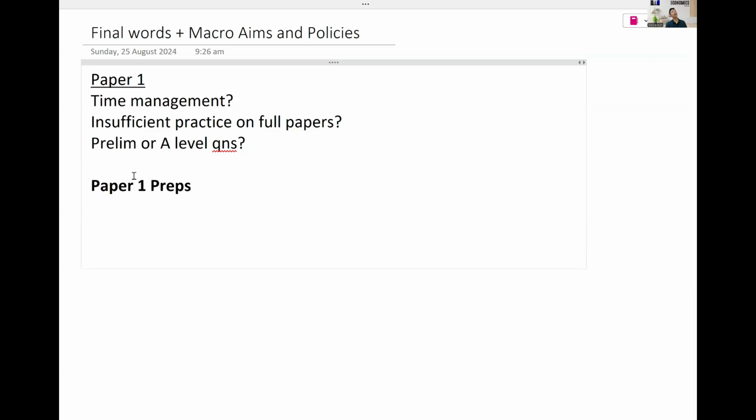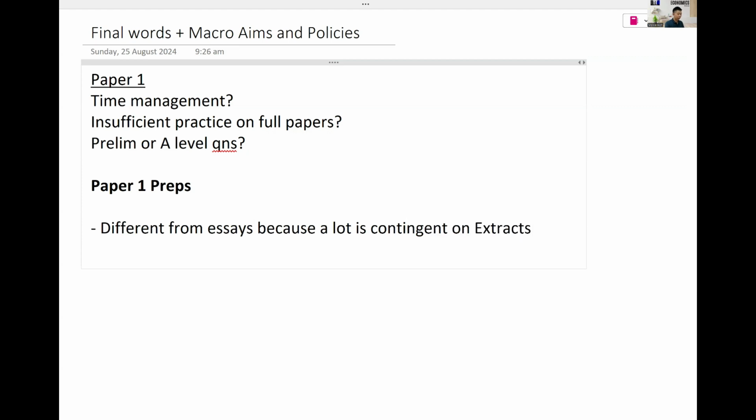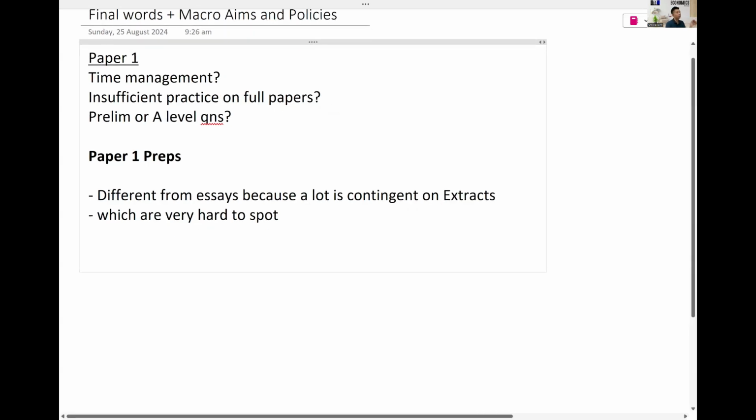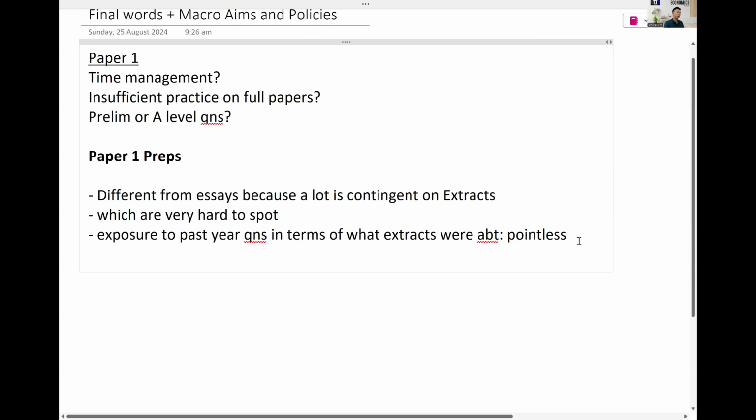In terms of your paper one preps, they are a little bit different from your essays. You don't have to copy this down. I just want to put down some thoughts. It's different from essays because a lot is contingent on your extracts. And let me be very clear, extracts are almost unpredictable. You cannot spot the extract. It's not possible to spot what's going to come out. Even if it comes out, any nuance, any slight change in messaging will also mean something different. So if you are thinking of exposure to past year questions in what the extracts were about, it is plainly pointless. It's simply pointless. We don't want to do that.